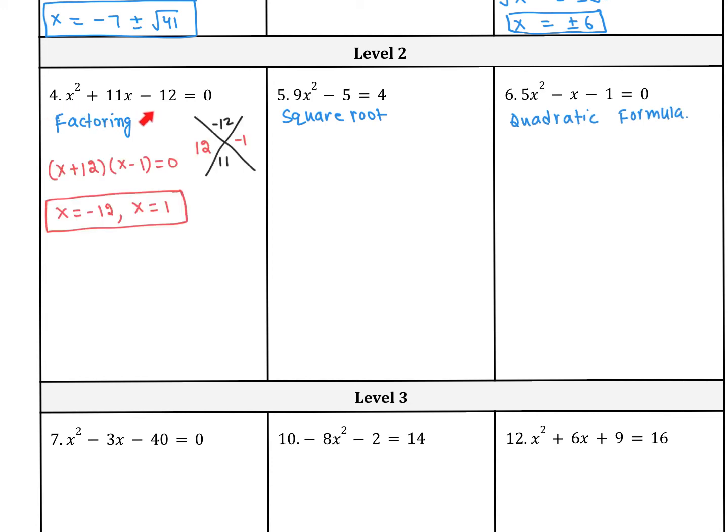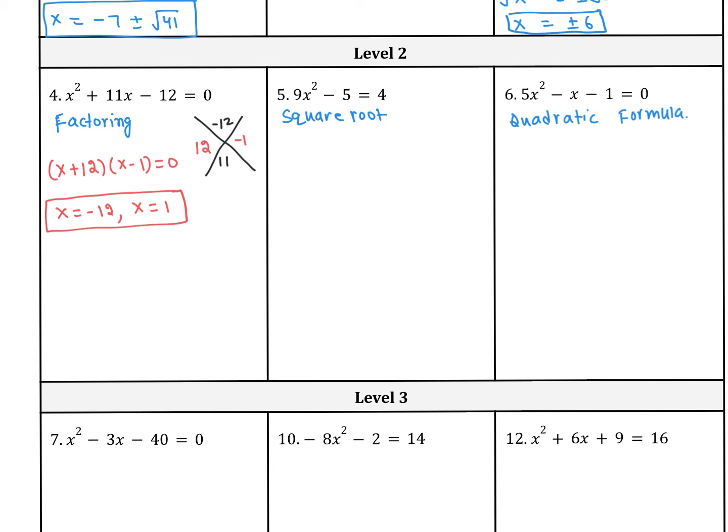For number 4, you're going to use the cross method. On the top, negative 12, on the bottom is 11. The two numbers that multiply to get negative 12 and add to get 11 are 12 and negative 1. Put them into factor form first and then put them equal to 0. One by one, you get x equals negative 12 and x equals 1.